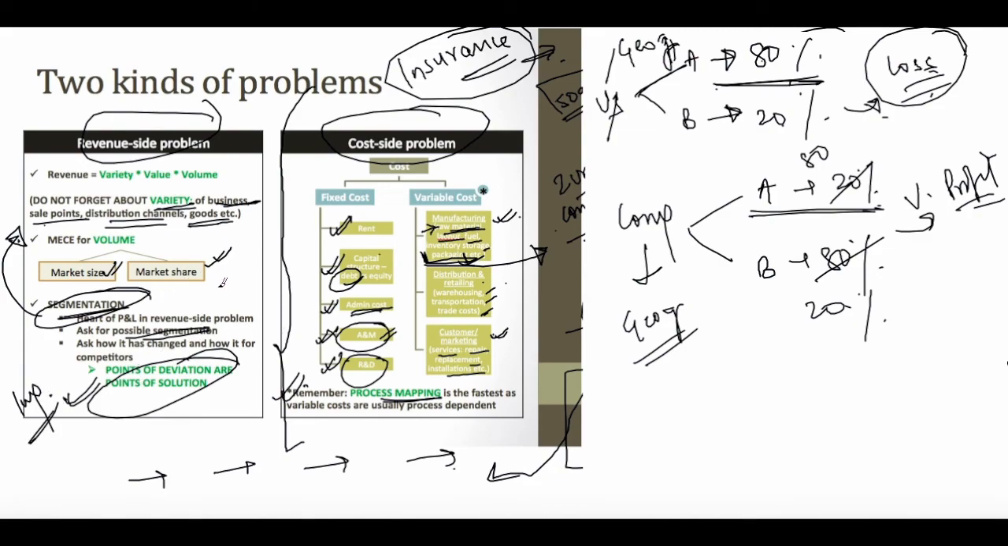Okay, so this covers most of the discussion that I wanted to have about the revenue and the cost side of the problem. You can understand all of this better by looking at the electronics manufacturer problem that I have on my channel. So I hope this discussion helps you.